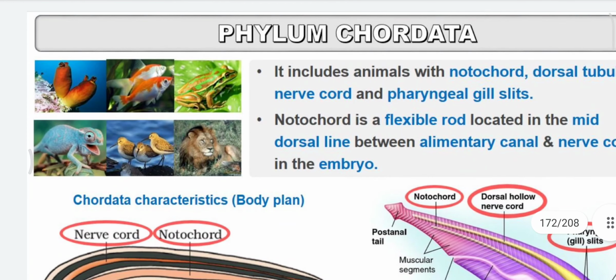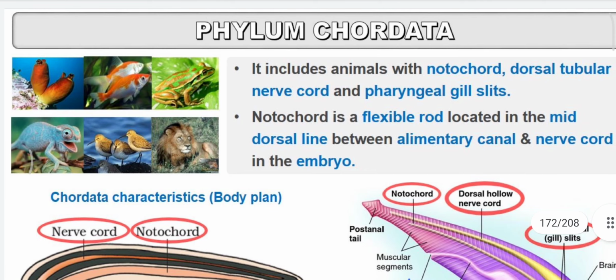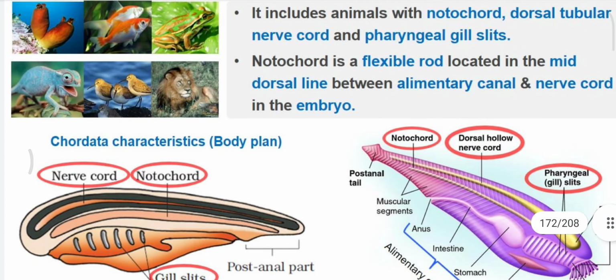Phylum Chordata includes the animals which have a notochord, a dorsal tubular nerve cord and pharyngeal gill slits. These three are the important features of the Chordata. The notochord is flexible and located in the mid-dorsal part, and the nerve cord is also present in the embryonic stage.